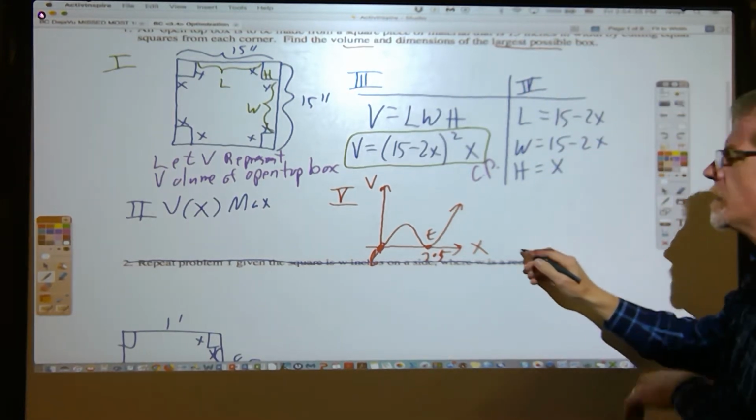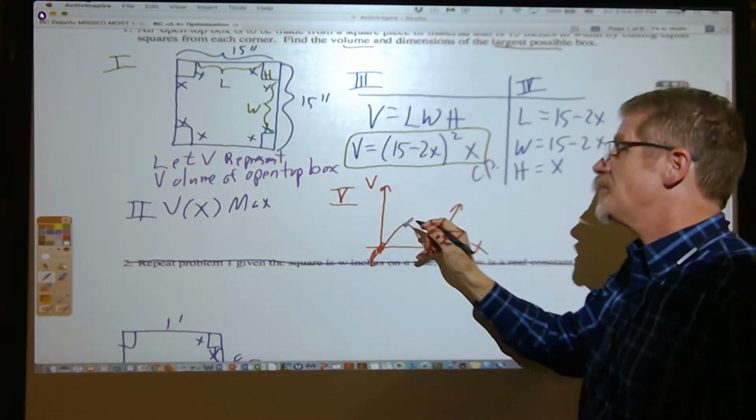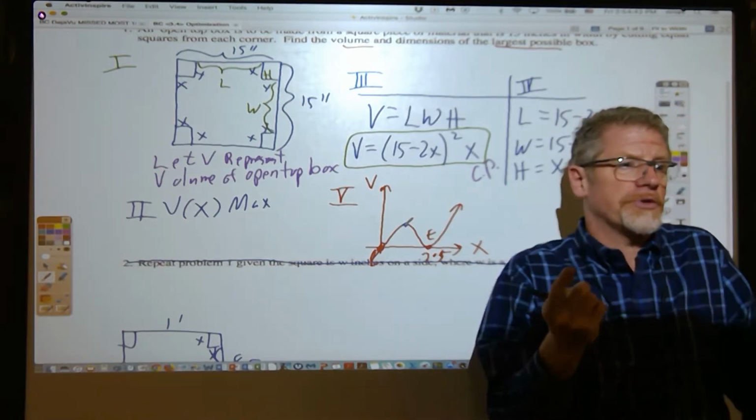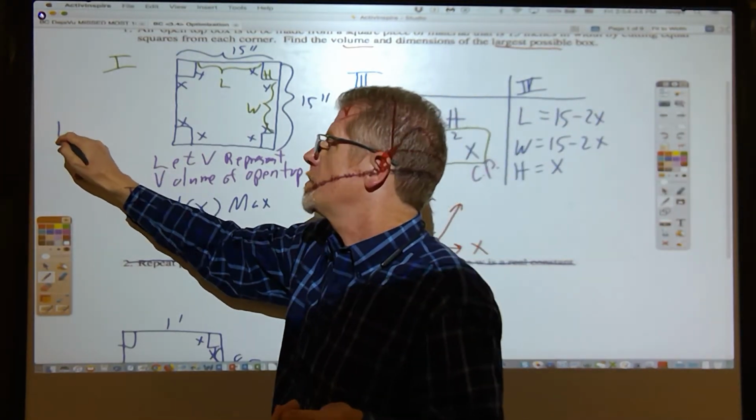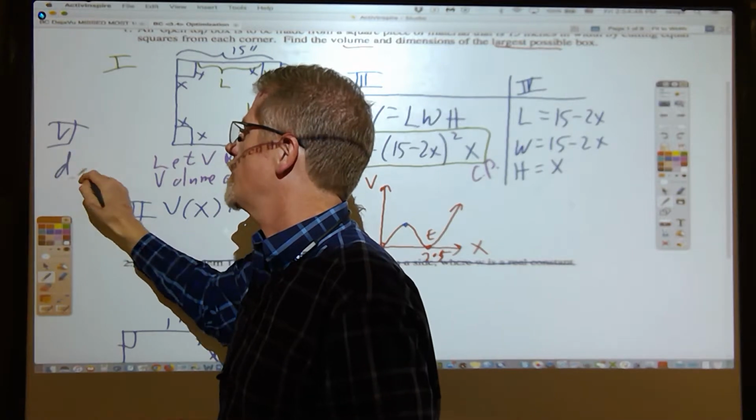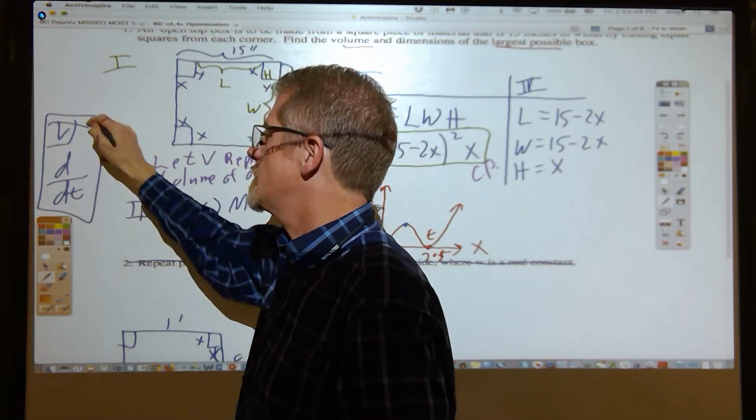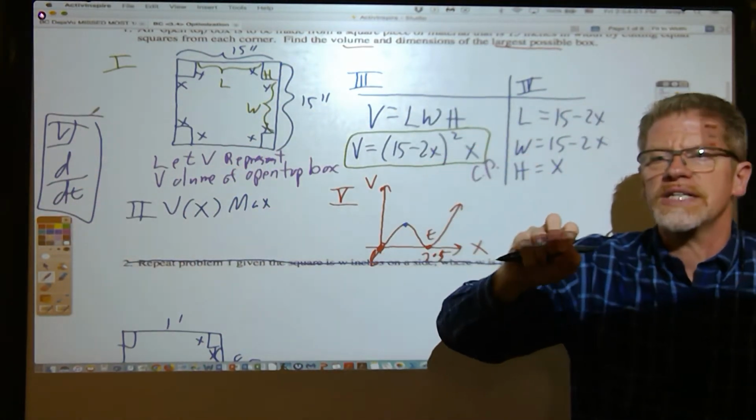optimization problem, Roman numeral 6 is not the same as it is in related rates. In related rates, Roman numeral 6 is where you differentiate with respect to t. That's related rates. Roman numeral 6 is completely different.